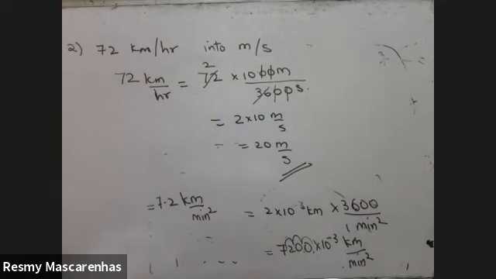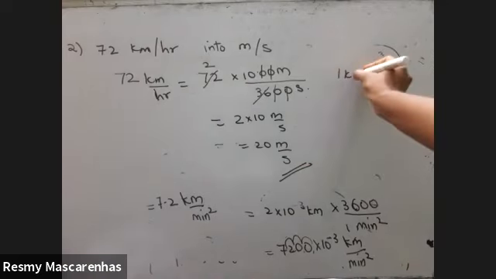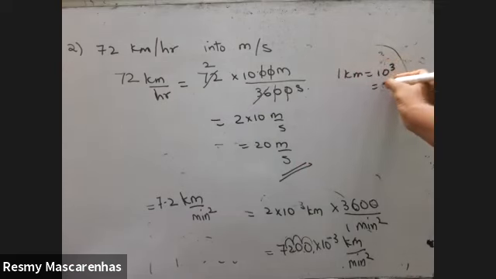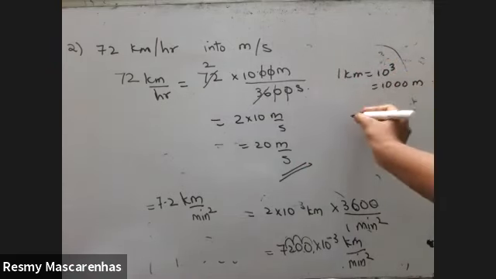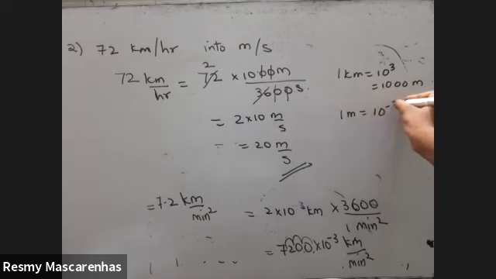So for any units, if you know the conversion, means how much kilometer will give you meters and meters give you kilometers. Same way, see, 1 kilometer is 10 raised to 3, which is same as 1000 meters, and 1 meter will be the opposite.